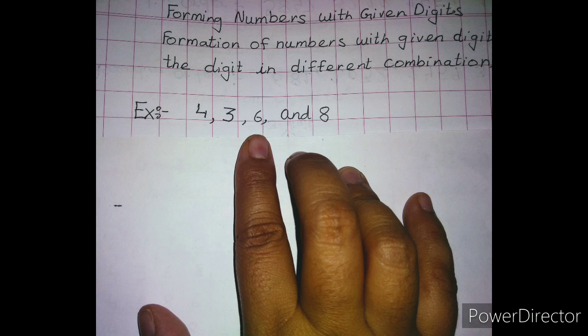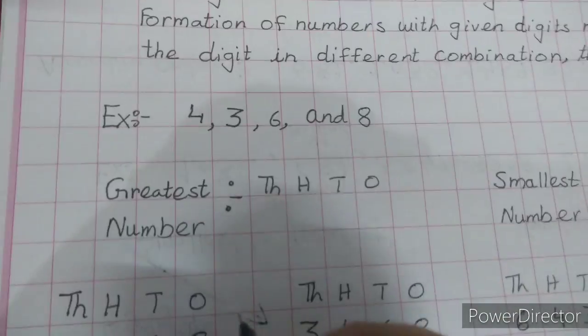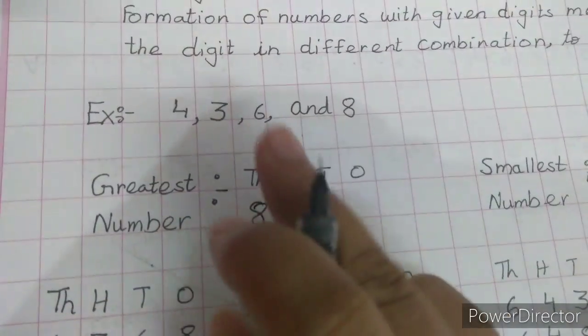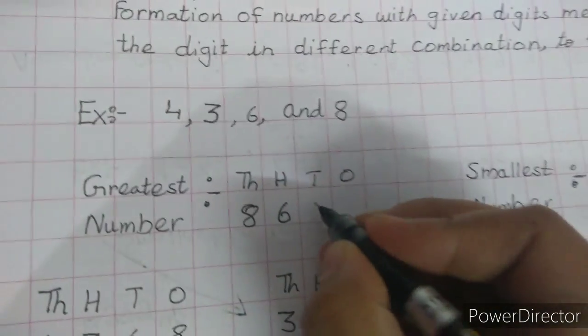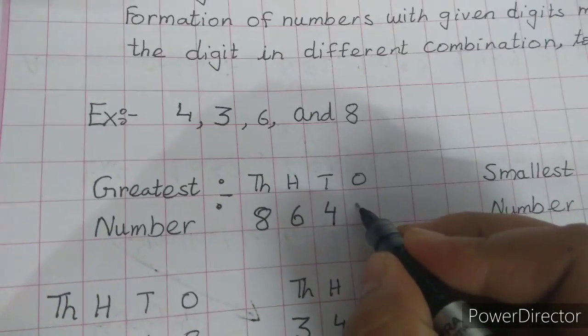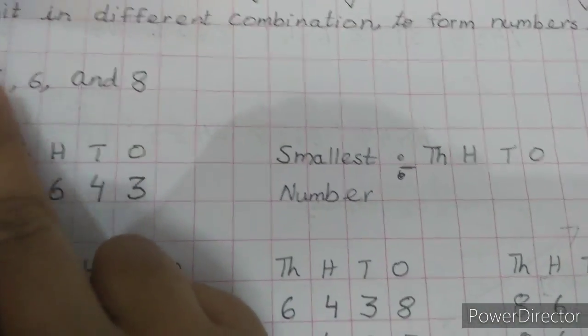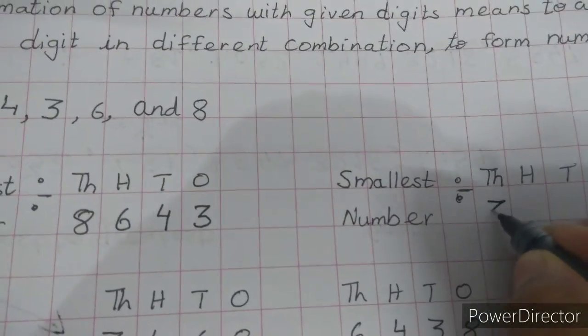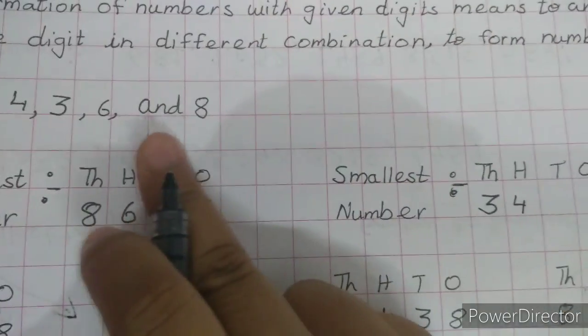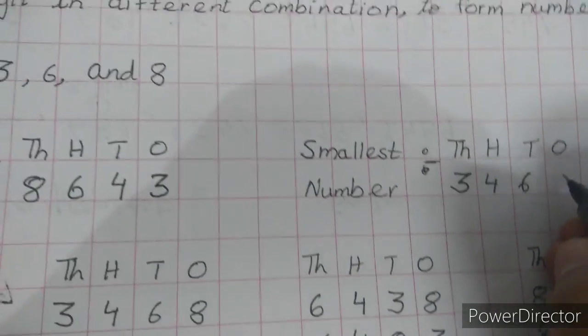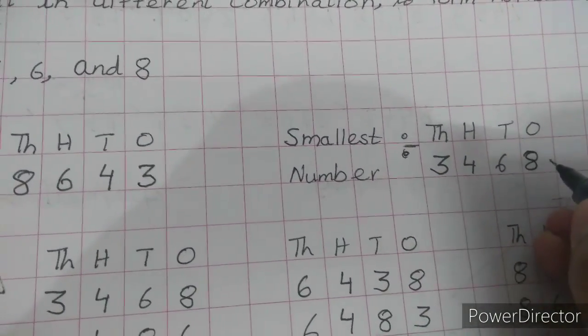To form the greatest number from these digits, we have to write the biggest digit, that is 8, then in the 100 place it will be 6. In the tens place it will be 4, and in the ones place it will be 3. For the smallest number from these, we will write the smallest digit, that is 3, in the 1000 place, then 4 will come in 100 place, 6 will come in tens place, and 8 will come in ones place. So these are the greatest and smallest numbers we will get from these digits.